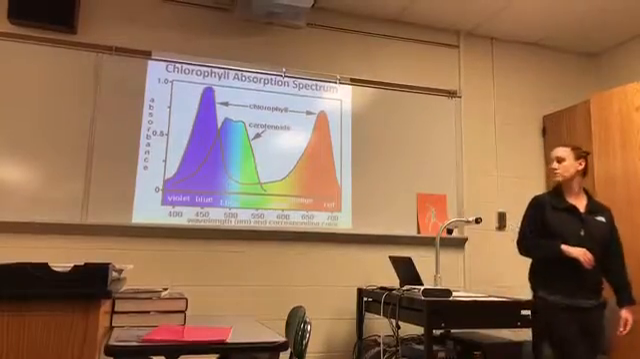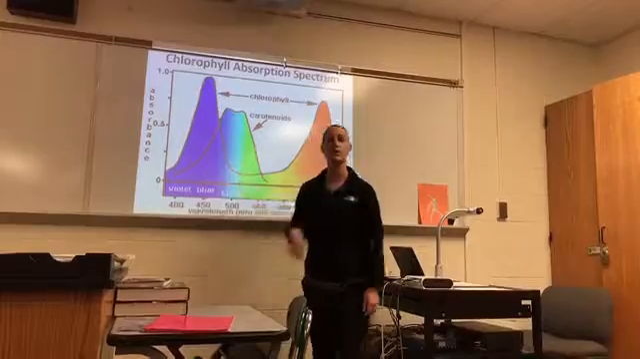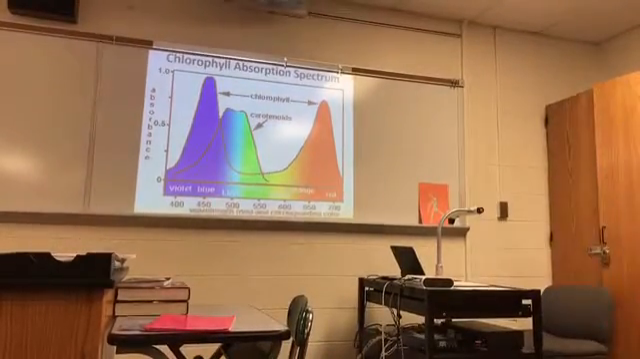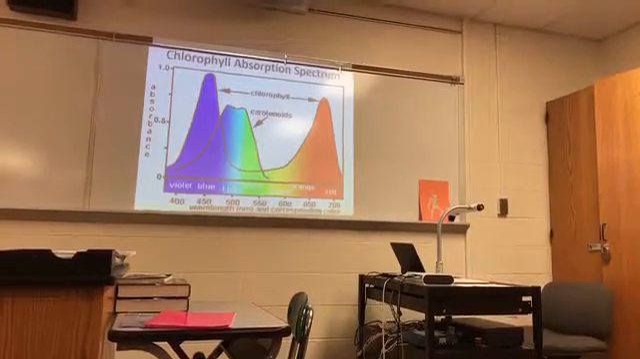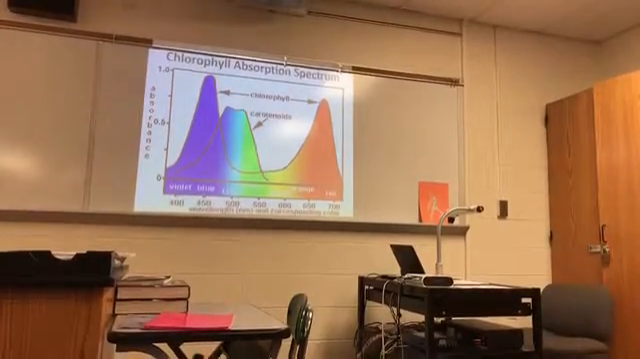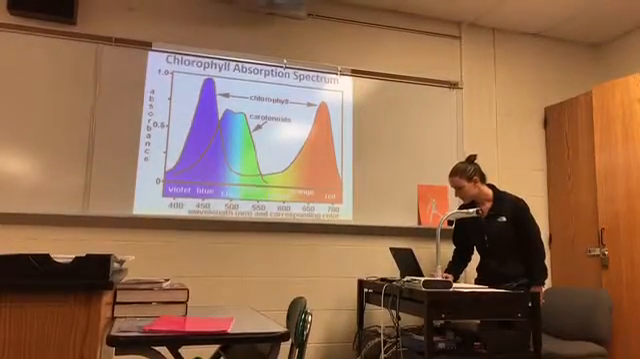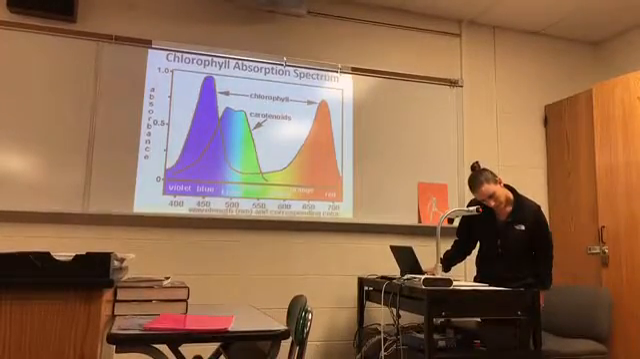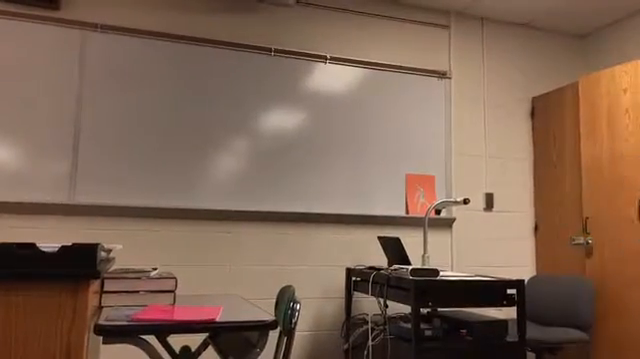Okay, so here's the spectrum. Notice green and yellow are very low because it's not absorbing that color. That's what's mostly being reflected. However, we're absorbing a lot of what? Violet, blue, some red. Those are going to be the colors that we're absorbing the most. I think you have that chart. Okay. Any questions?